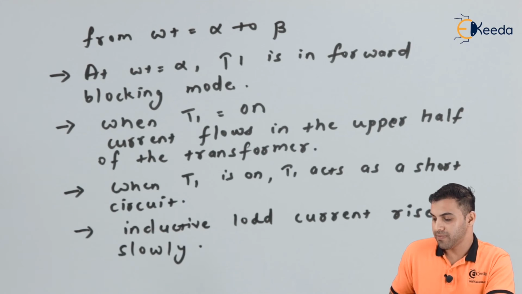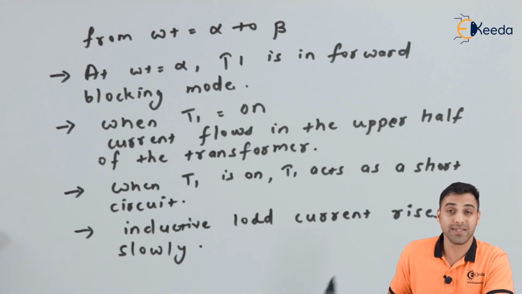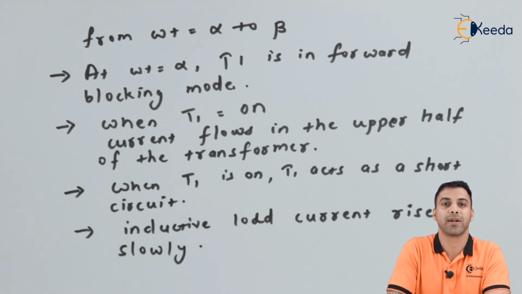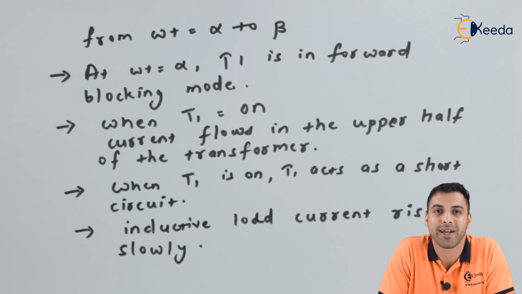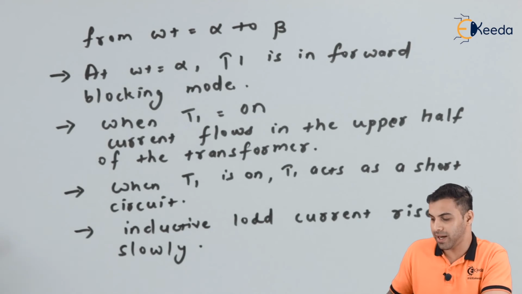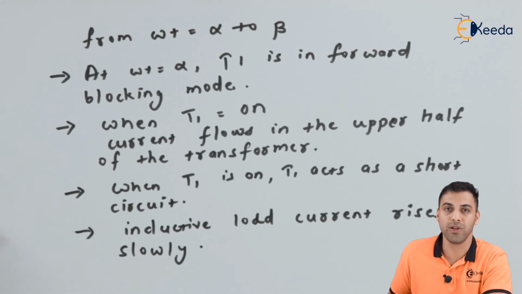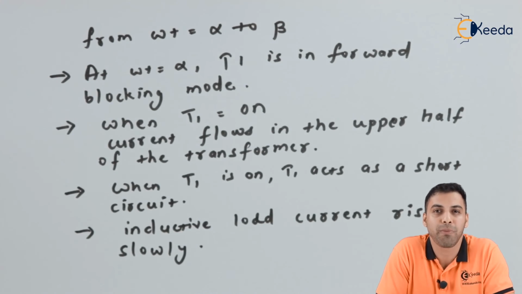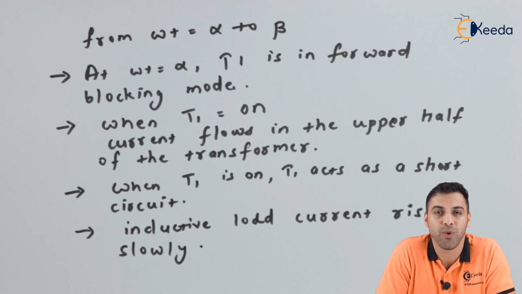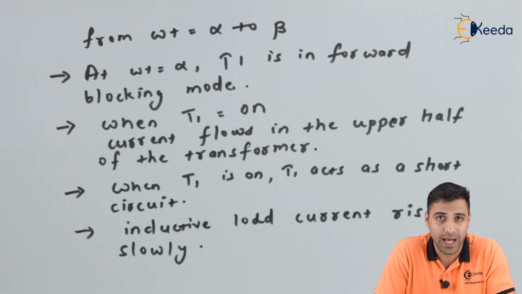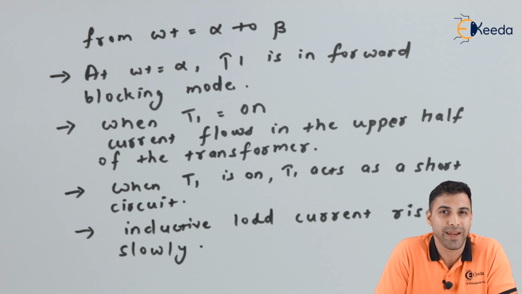So friends, inductive load current rises slowly because, as we all know, an inductor never allows a sudden change of electric current through it. So whenever you apply a change, the current will rise slowly and will fall slowly. Now friends, let's talk about what is continuous conduction mode. If we draw the entire waveform for the continuous conduction mode, which I already explained briefly, let's see how the waveform looks.